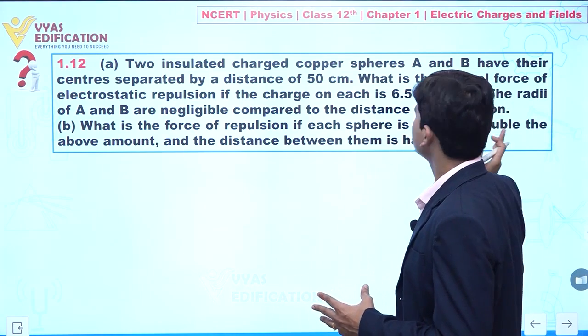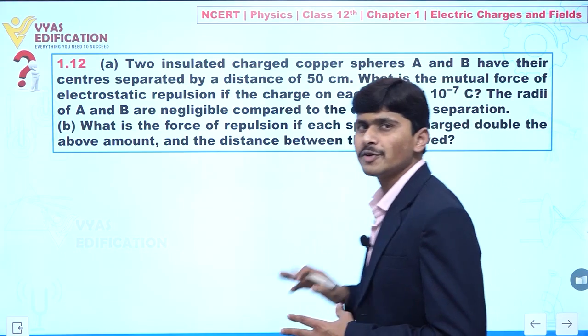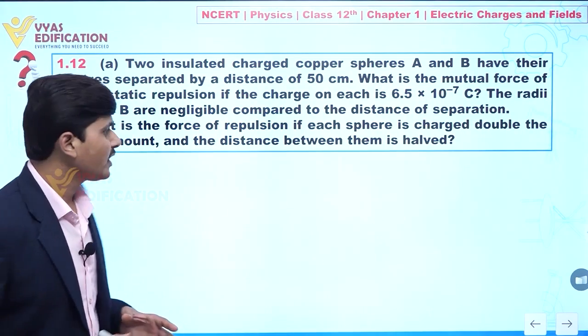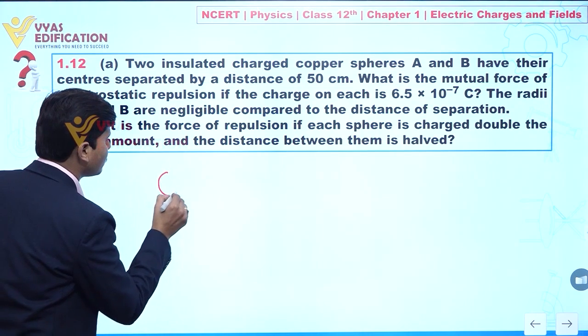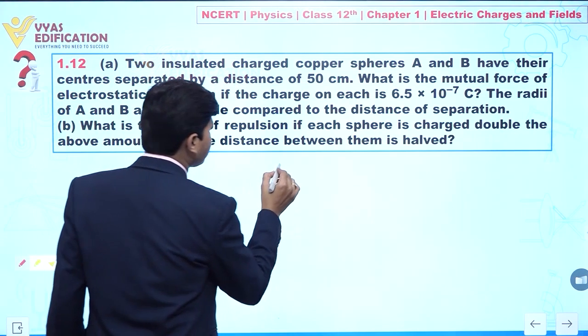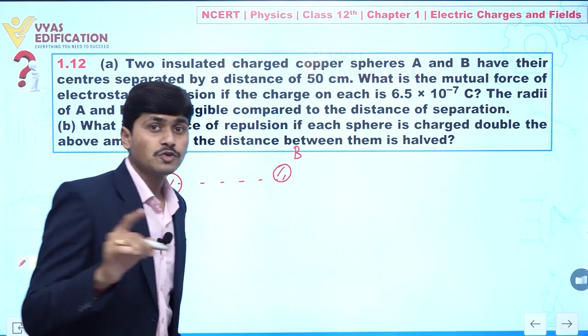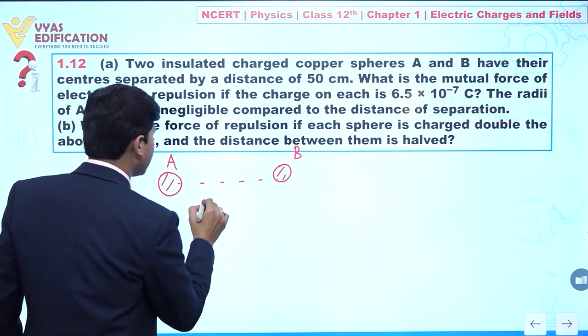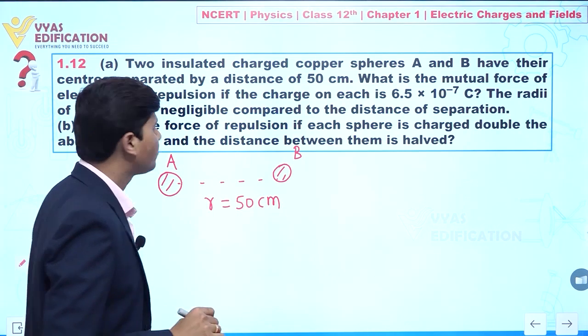Fine. What is the mutual force of electrostatic repulsion if the charge on each sphere is given to you? So here we have two spheres. Let's suppose this is sphere A, and here we have another sphere. The distance between the two spheres is given as 50 centimeter. So R is equal to 50 centimeter.